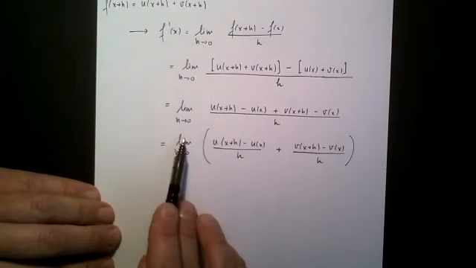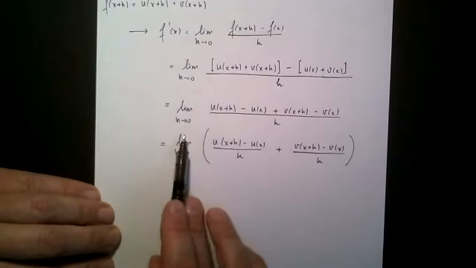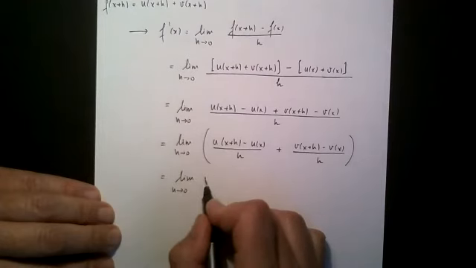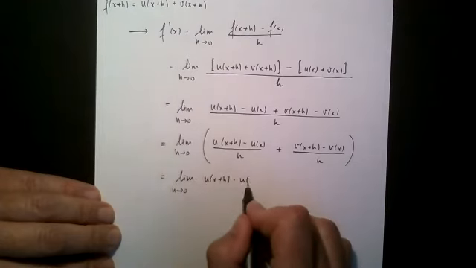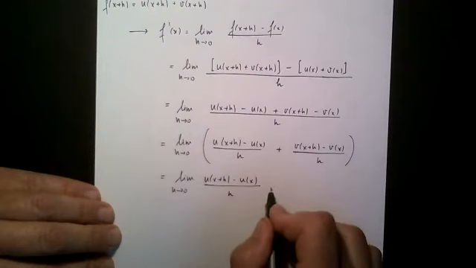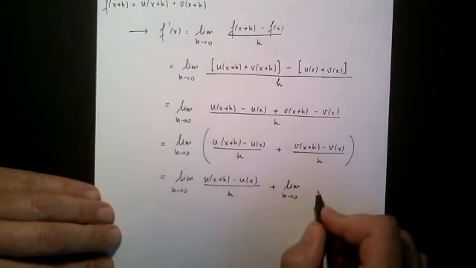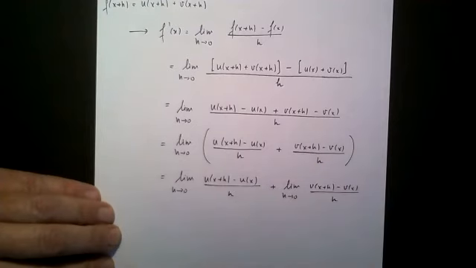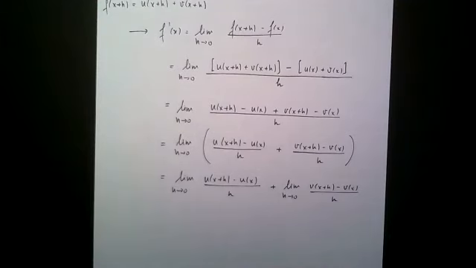And now I'm going to use the fact that the limit could go anywhere it wants. I'm going to put the limit here and limit there. And I will get limit h approaches 0 of u of x plus h minus u of x over h, plus limit h approaches 0 of v of x plus h minus v of x over h. Questions?